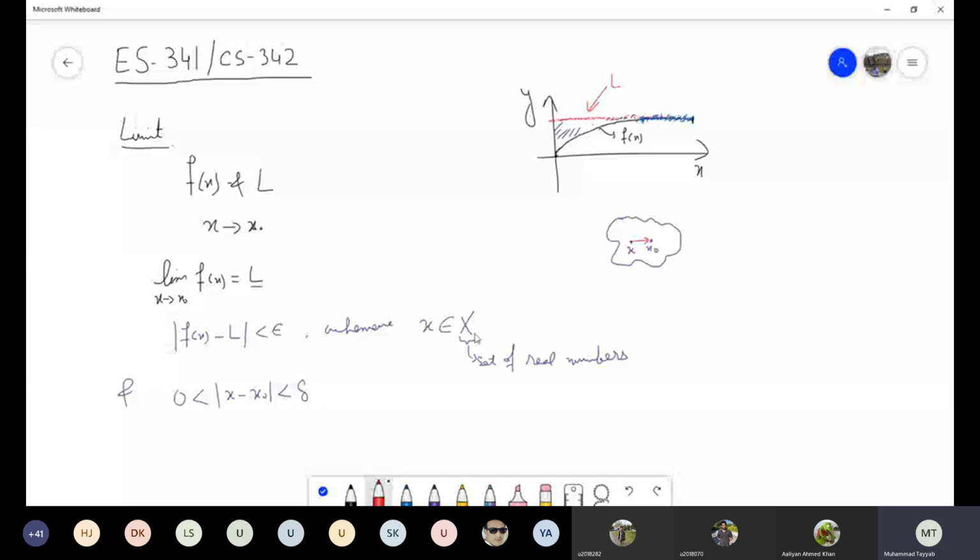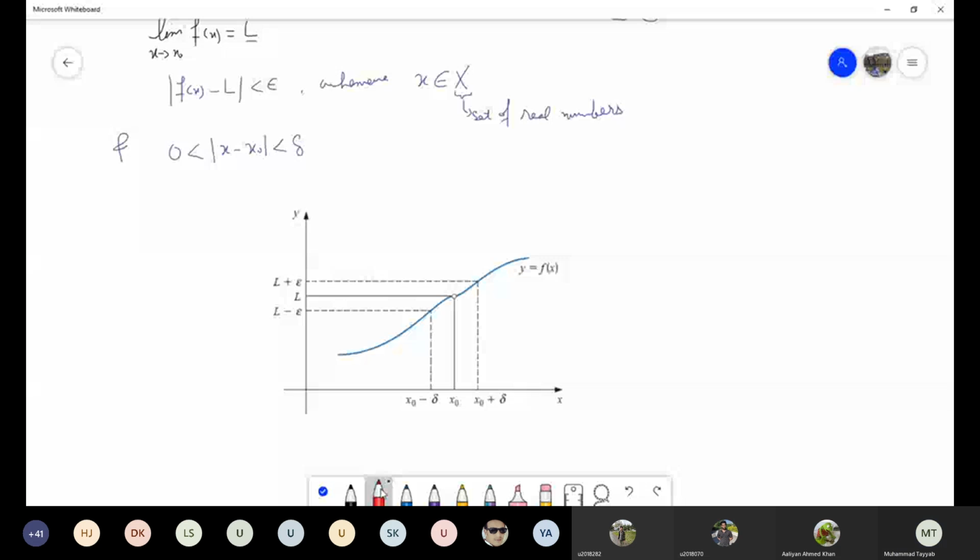ये देखें, x naught was the point, because our limit was approaching from x to the x naught, f of x is equal to L. But within these bounds, this was a lower bound and this was the upper bound. So जब हमने यहाँ इसको define किया था, look at this one.